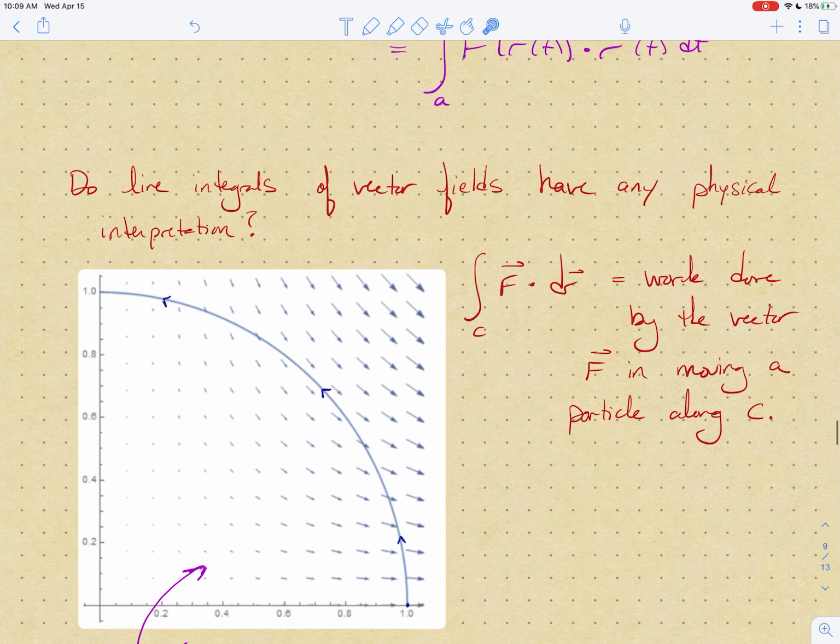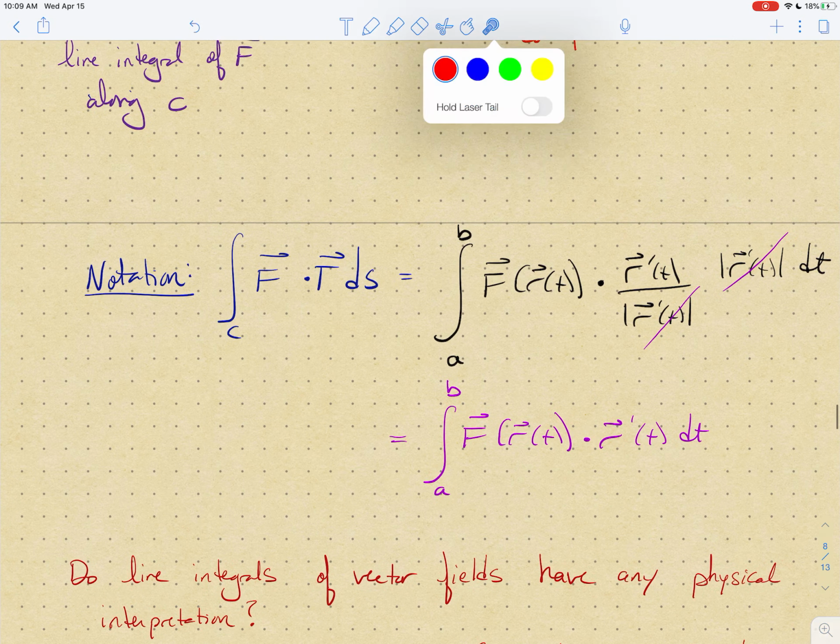And I do want to go ahead and point out something to you. This notation right here, I can change my laser color. That's nice. And I can add a tail. Oh, man, I like this so much better.